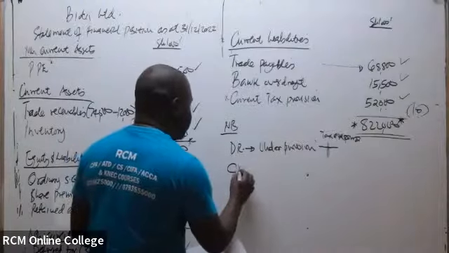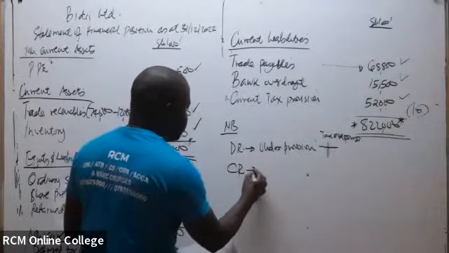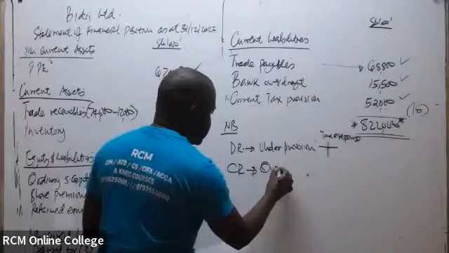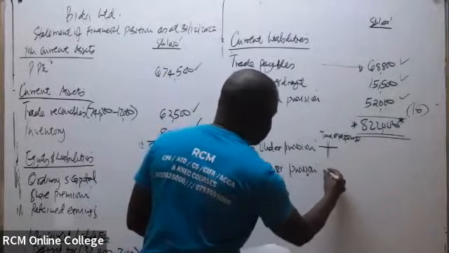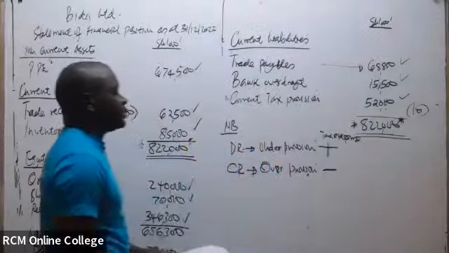If it happens you've been given it on the credit side, it means it was what? An over provision. It was an over provision. And therefore, in this case, you deduct it from the tax expense.